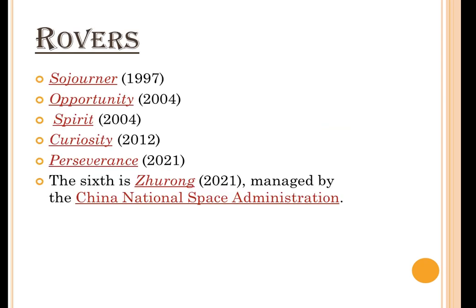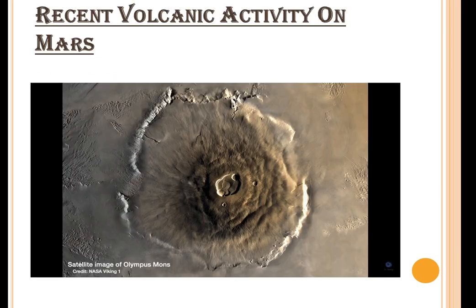Next, we're going to talk about the rovers. The rovers have actually landed on Mars. There's a total of 6 rovers on Mars. There's Sojourner in 1997, Opportunity in 2004, and Spirit in the same year. Opportunity and Sojourner are actually no longer helping us. They're dead. Then we have Curiosity in 2012, Perseverance in 2021, and Zhurong also in 2021 by China.